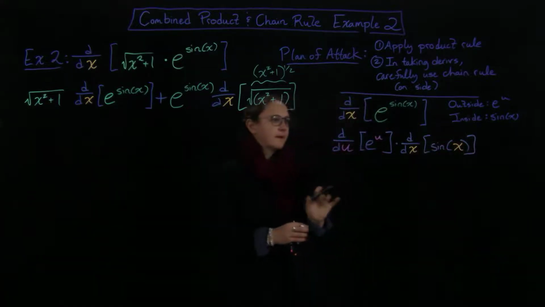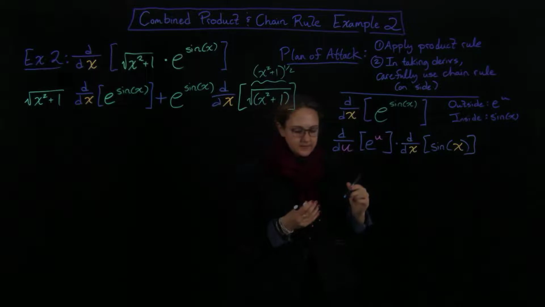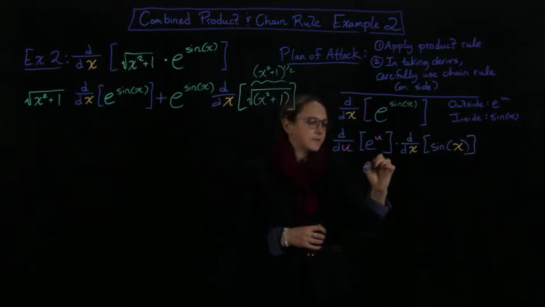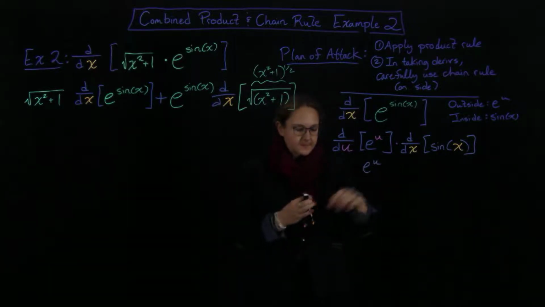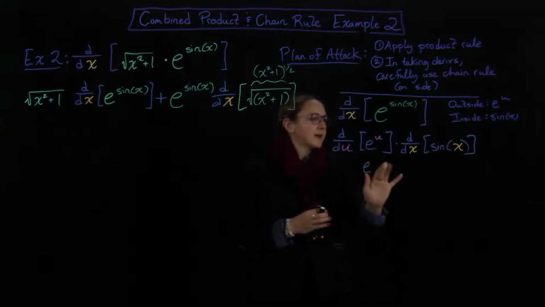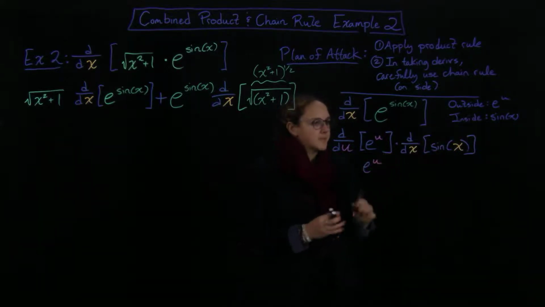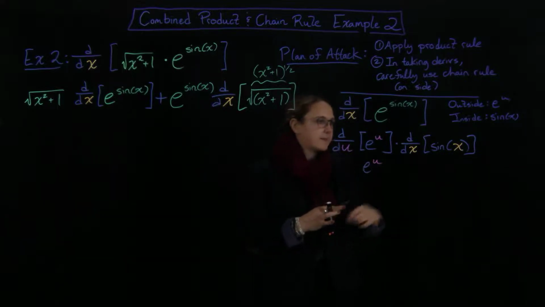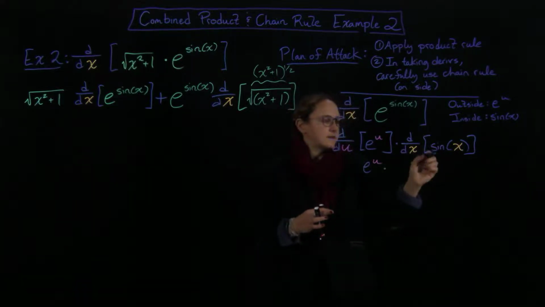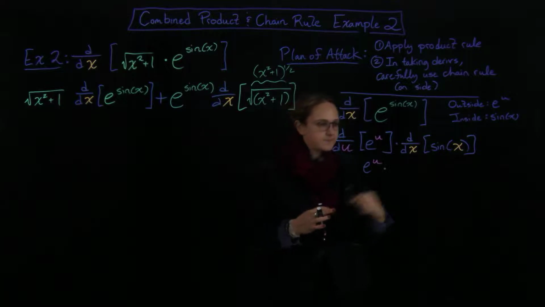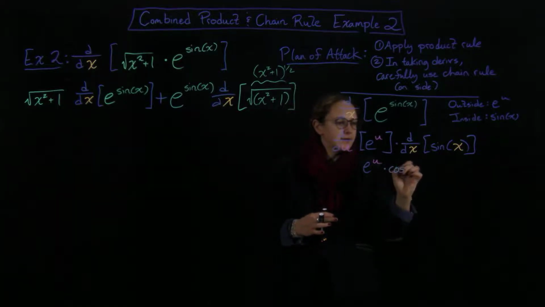Okay. The derivative with respect to u of e to the u is just e to the u. But we'll leave it red so that we remember that we're going to have to put back in our inside. So that's e to the u. And then we're going to multiply that by cosine of x. So that's cosine of x.